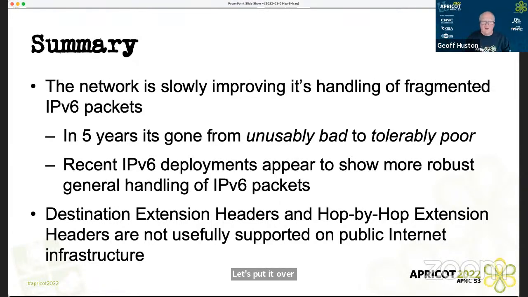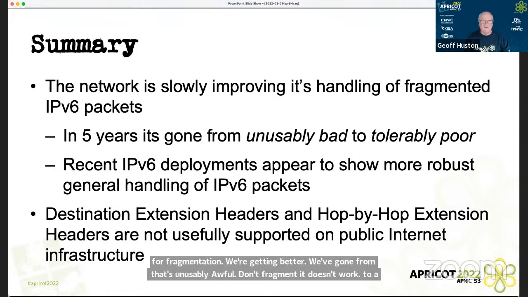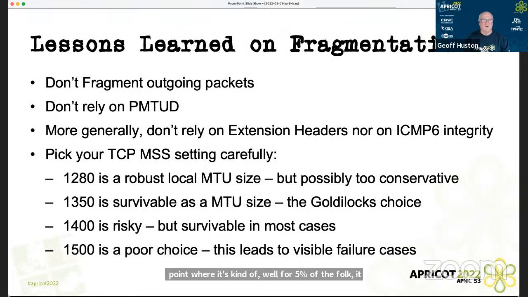But destination and hop-by-hop, whoa, dead. Just not supported on the public internet. Sure, you can roll your own and do whatever you want, but out there in everyone else's networks, it just doesn't work. So what lessons?